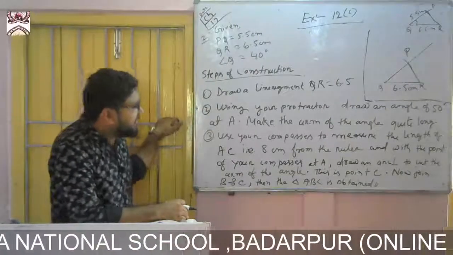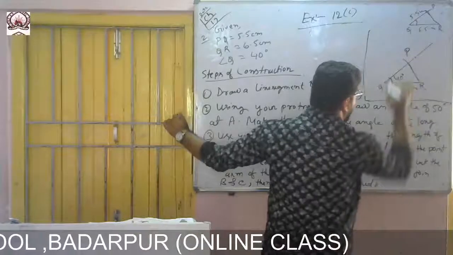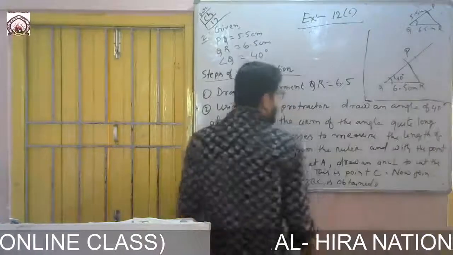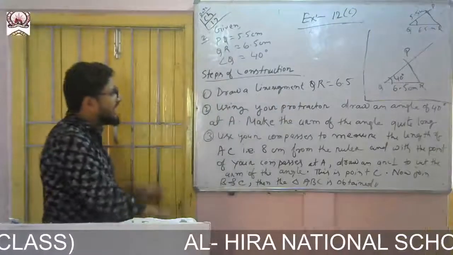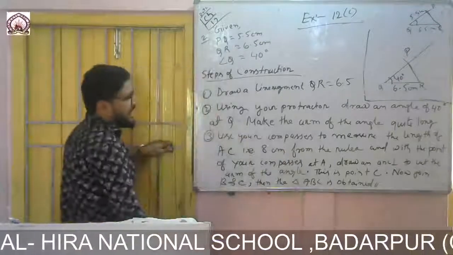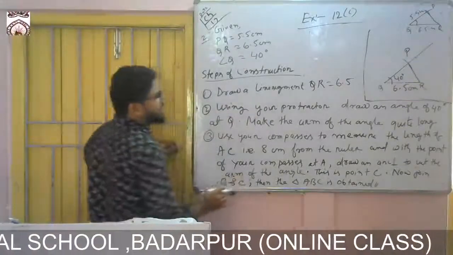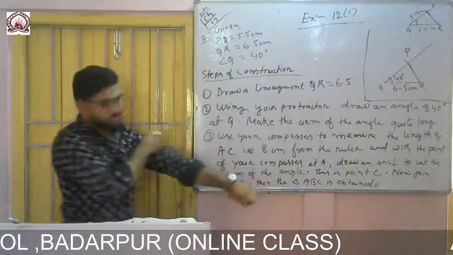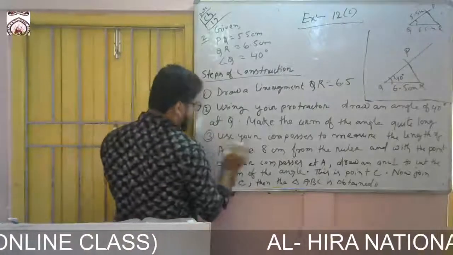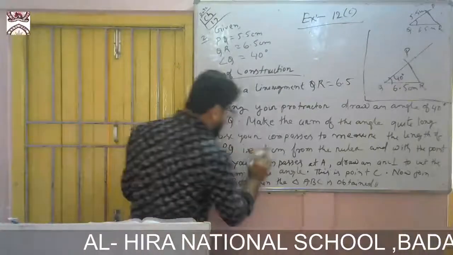Now draw an angle of 40 degree at Q. Make sure that your arm of the angle is quite long. Use your compass to measure the length of PQ. PQ is 5.5 centimeter.